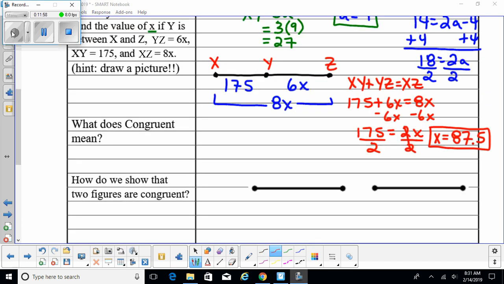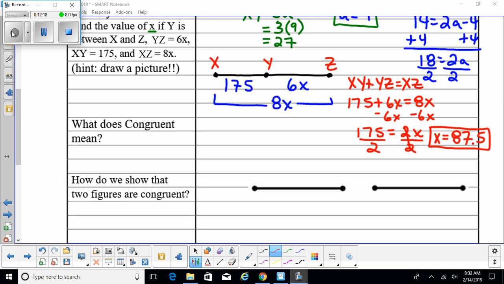Okay, and you should have gotten that the answer was 87.5. Yeah, I'm sorry, it's a decimal. But hopefully your setup looks correct, and if it does not, please raise your hand so we can make sure you're understanding how to play this. Once you get to some problems on your own, you're going to need to make sure you do.